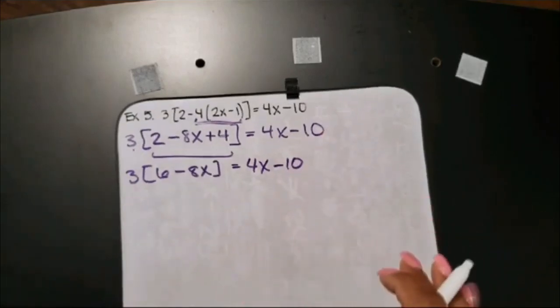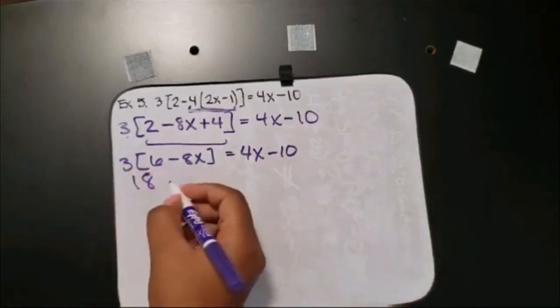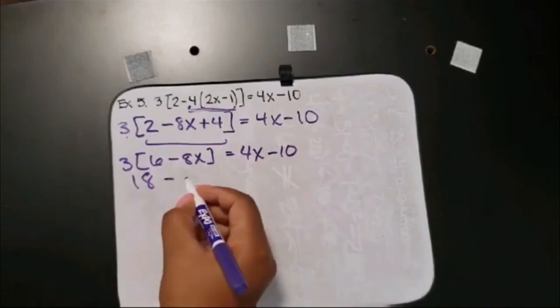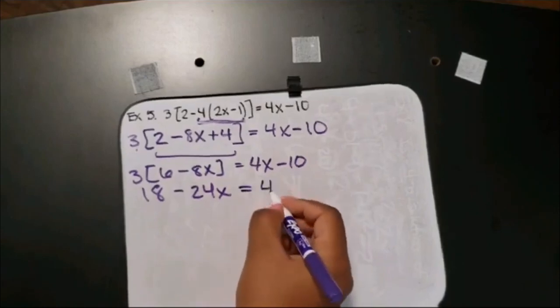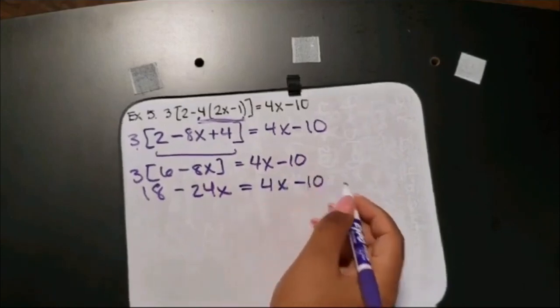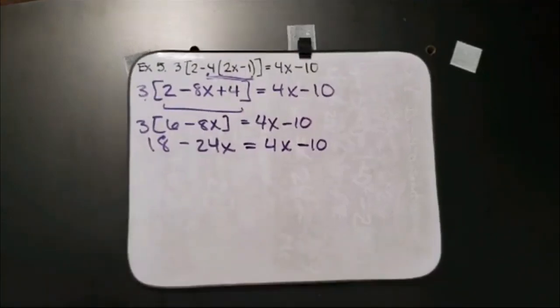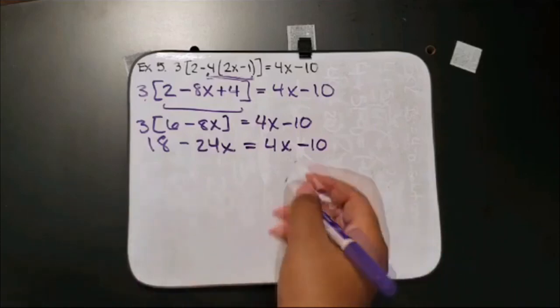Now we can distribute the 3. So 3 times 6 is 18. 3 times negative 8x is negative 24x. Then we bring this side on down, okay? Not too bad. Now we can start moving things.